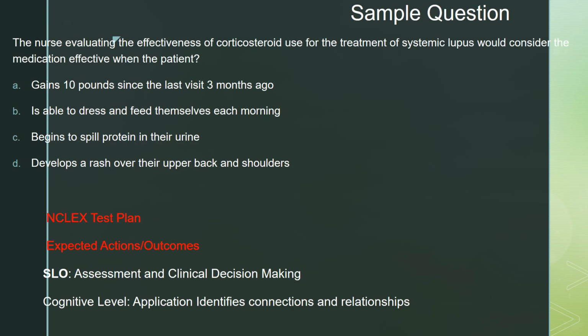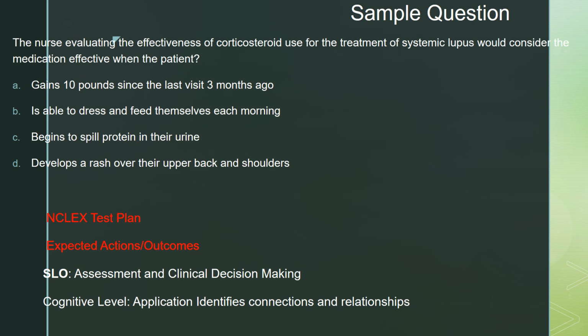Another sample question: the nurse is evaluating the effectiveness of corticosteroid use for the treatment of systemic lupus. The nurse would consider the medication effective when the patient, A, gained 10 pounds since the last visit 3 months ago. Is the med working when they gain 10 pounds? Again, we are evaluating the effectiveness of the corticosteroids. We are not evaluating adverse effects, but we are evaluating the effectiveness. So it's very important in that stem.